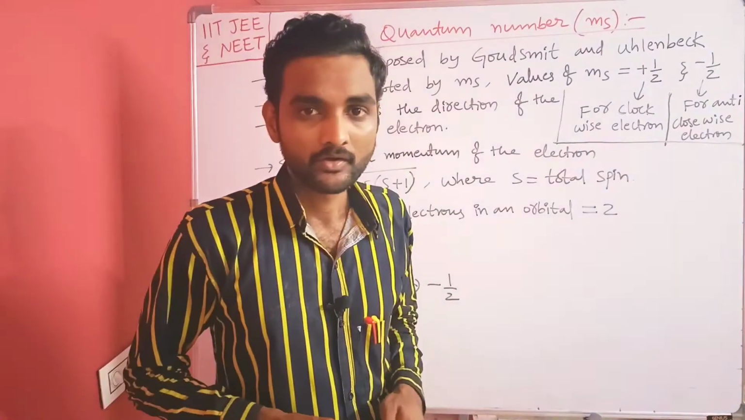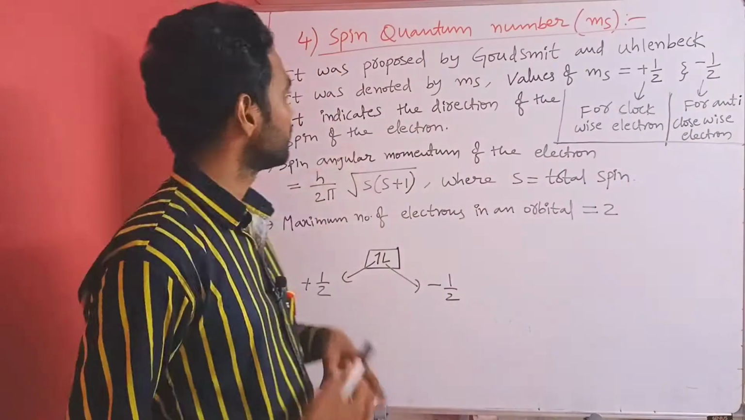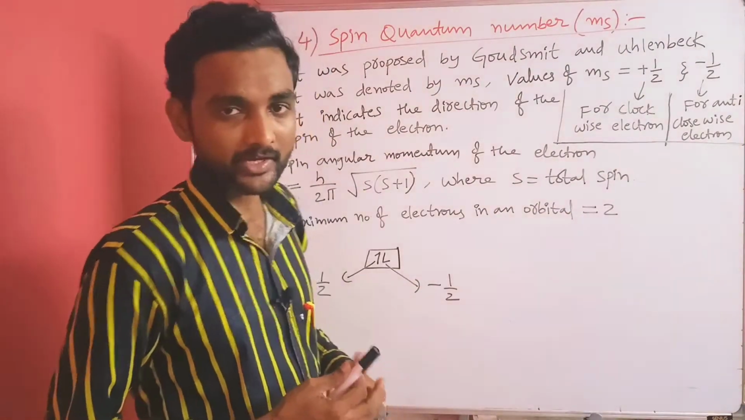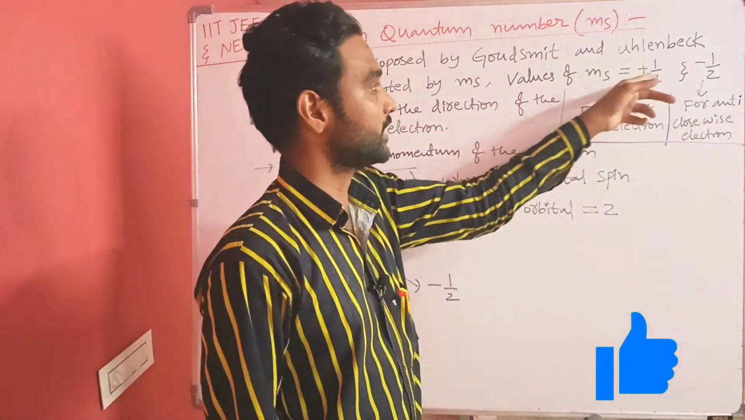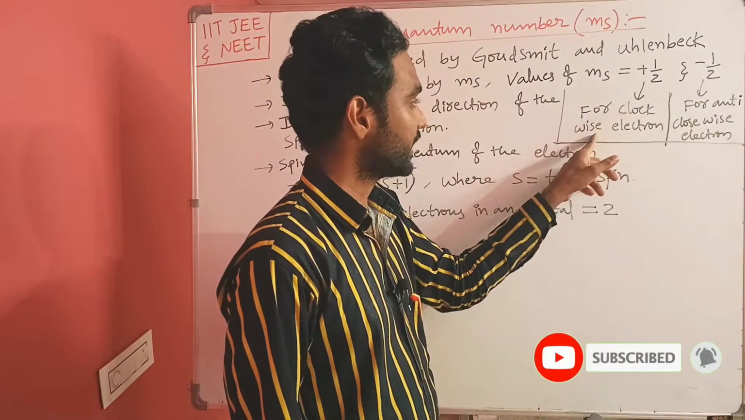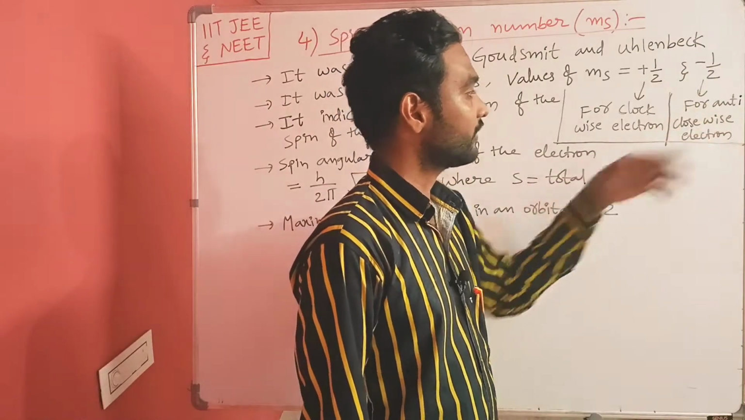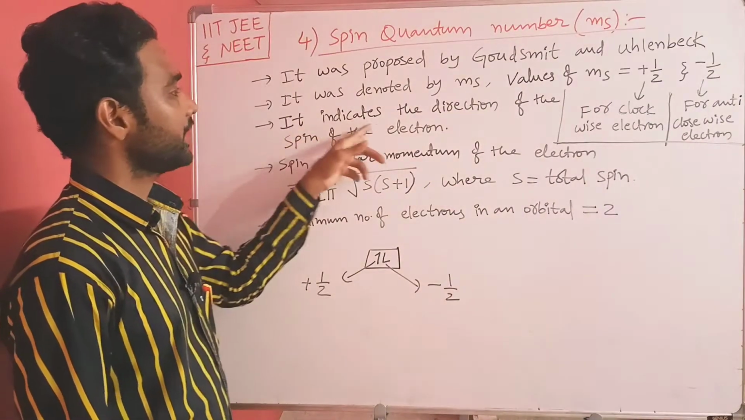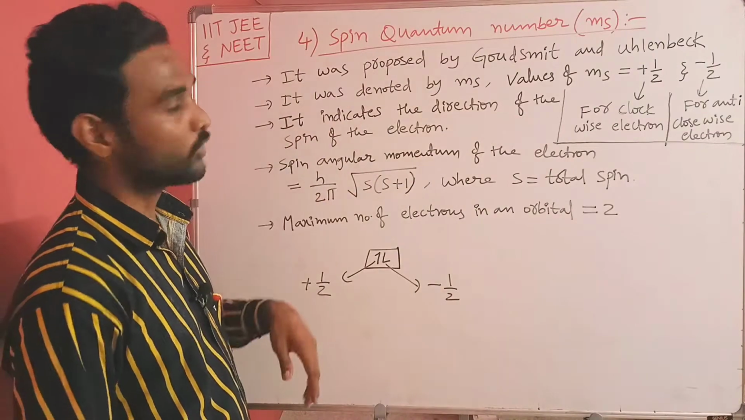Okay, see, next quantum number let me discuss, that is spin quantum number. It was proposed by the scientists Goudsmit and Uhlenbeck. It is denoted by ms. Values are ms is equal to plus half, minus half. Here plus half is for clockwise direction electron spin. Here minus half is for anti-clockwise direction electron spin. Next, see, it indicates the direction of spin of the electron. This is very important. This is the main use of spin quantum number.